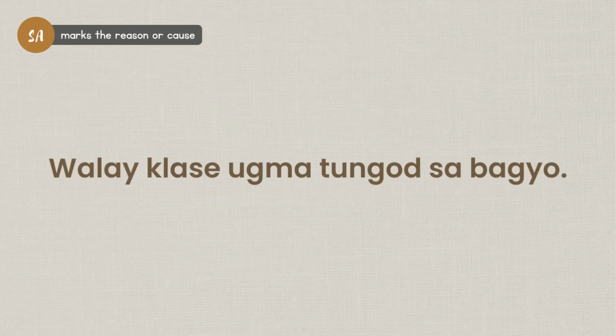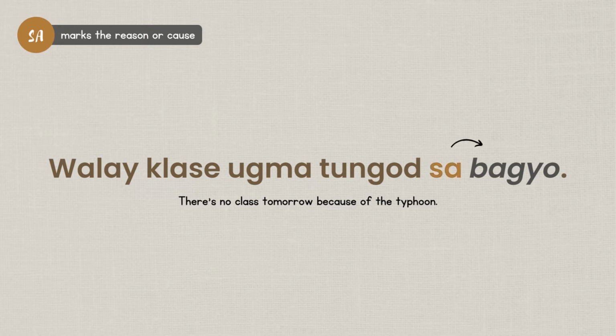Sa marks the reason or cause. Walay klase ugma tungod sa bagyo. There's no class tomorrow because of the typhoon. The typhoon here is the reason why there's no class tomorrow. Hence, it was marked by the marker sa.